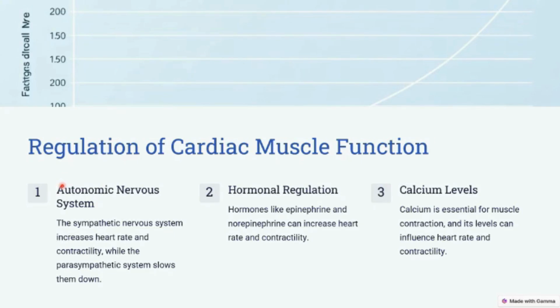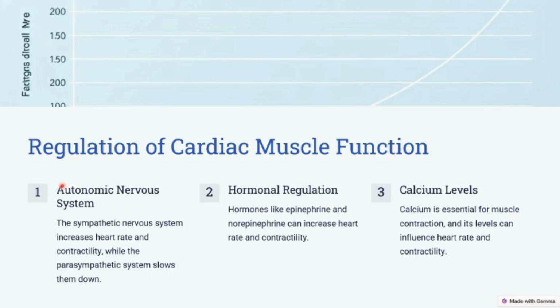So intrinsic regulation, Frank-Starling's law. The heart has its own built-in mechanism to regulate its function, which primarily revolves around Frank-Starling's law and the cardiac conduction system. First, Frank-Starling's law. This principle states that the strength of the heart's contraction is directly proportional to the initial length of the cardiac muscle fibers.